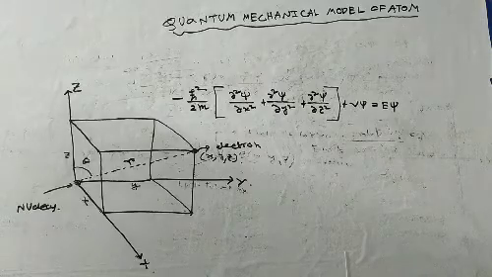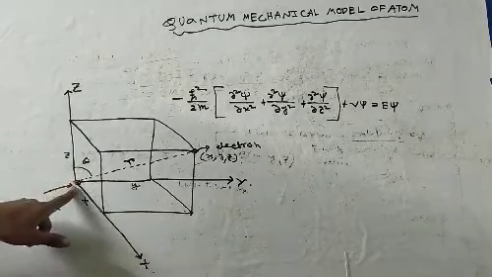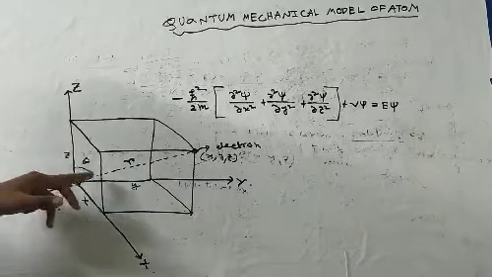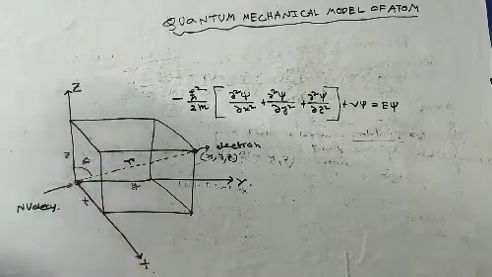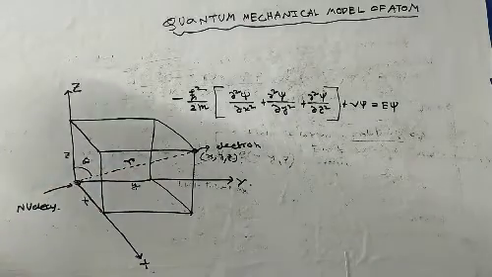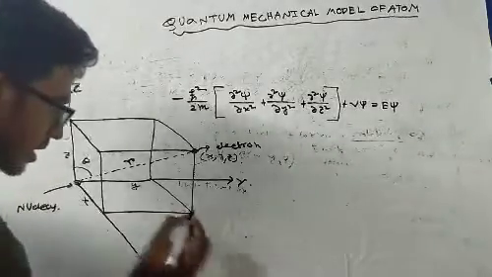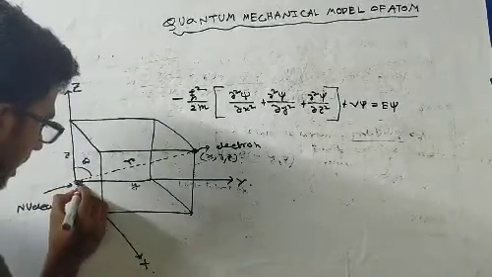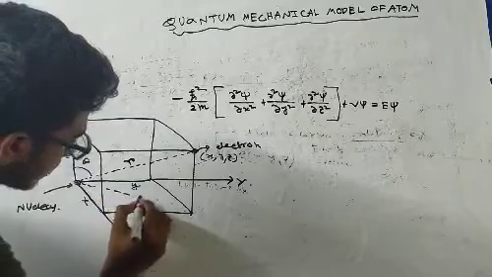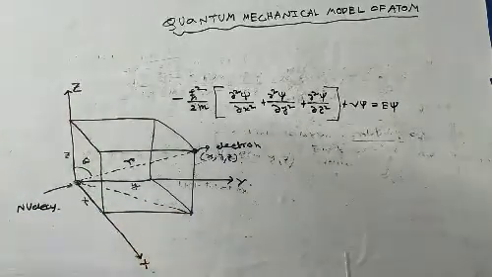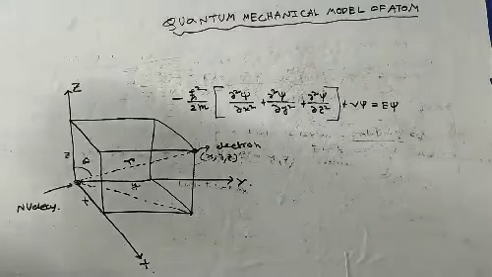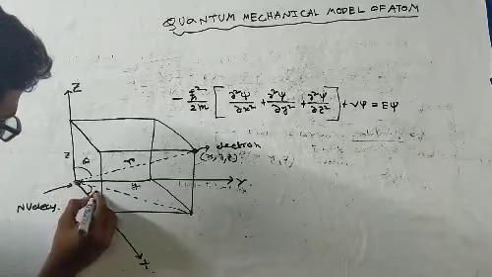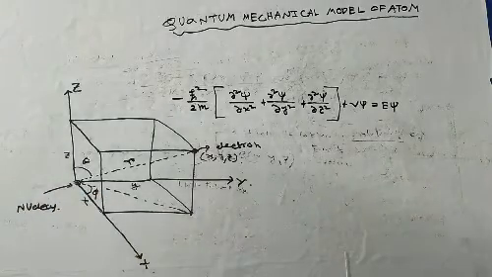Now I am considering that the distance between nucleus and electron is r, and the angle between this distance r and z equals theta. Now I am drawing this face diagonal. Let's say this angle is phi.